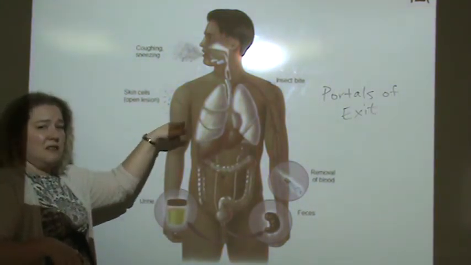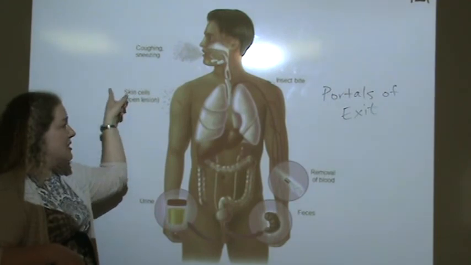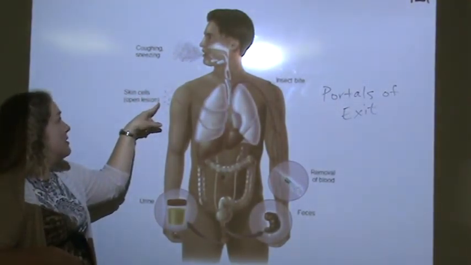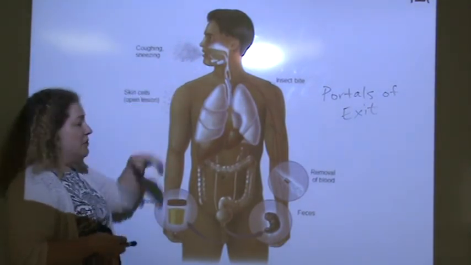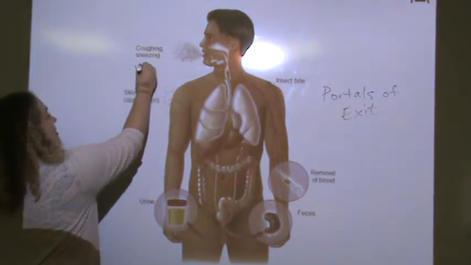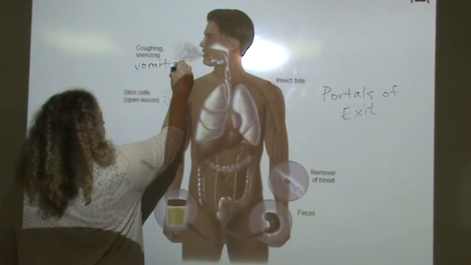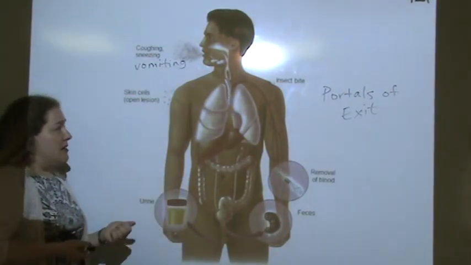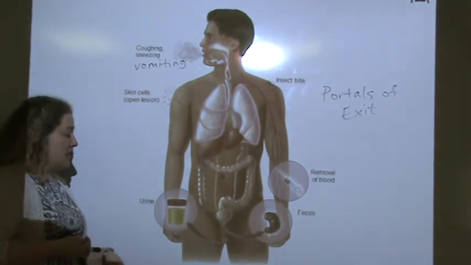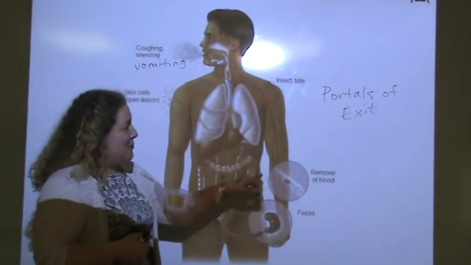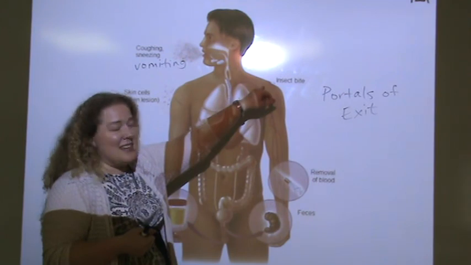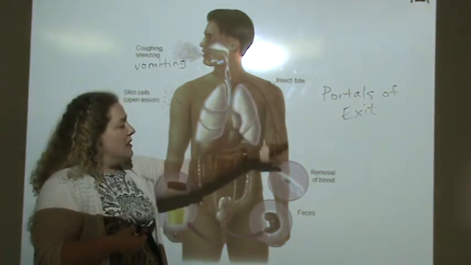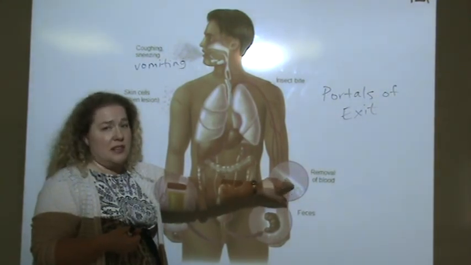From skin to skin. Again, broken skin is an easier portal to get through than intact skin. Coughing and sneezing are a big one. We should add on here vomiting is definitely a way for microbes to get out of the body and then possibly be transmitted to someone else. Urine, feces, blood, insects as well can transmit disease from one person to the other. That's sort of indirectly through their blood as well.